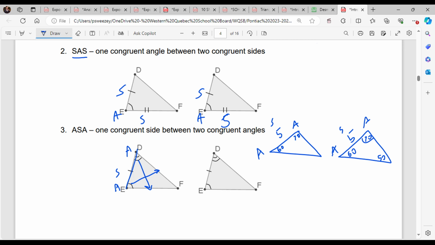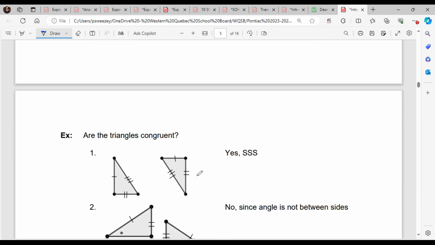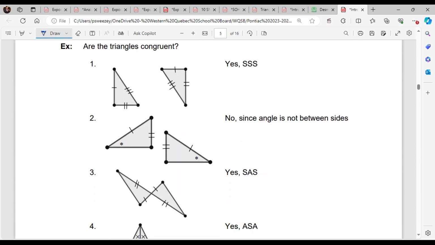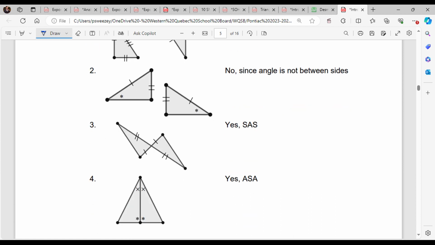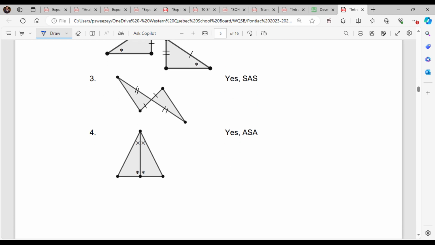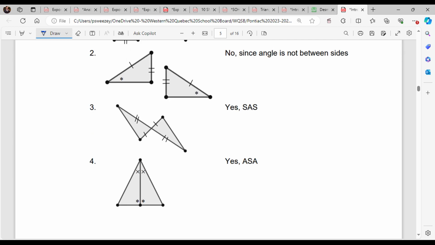Okay? So I'll have you take a look at these ones down here just as examples. Are these triangles congruent? Yes, they are, side, side, side. No, they're not, because both of them are out of order, the second one. Let's take a look at number 3 and number 4. In fact, if you want to add this here, since the angle is not between the sides, out of order.